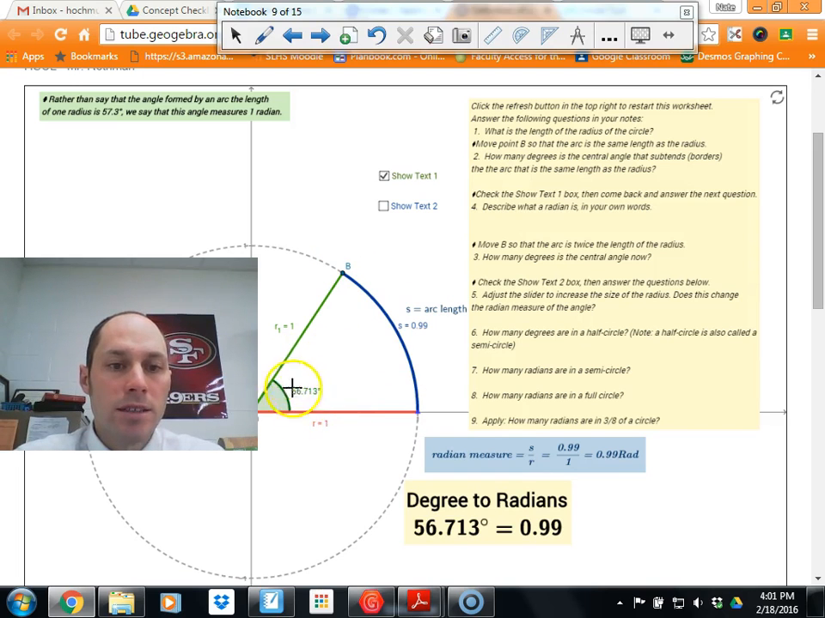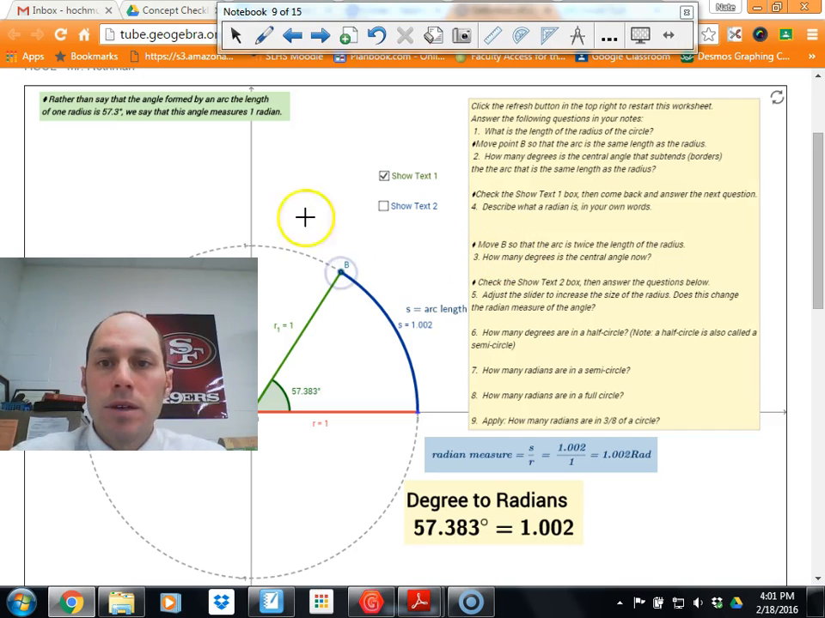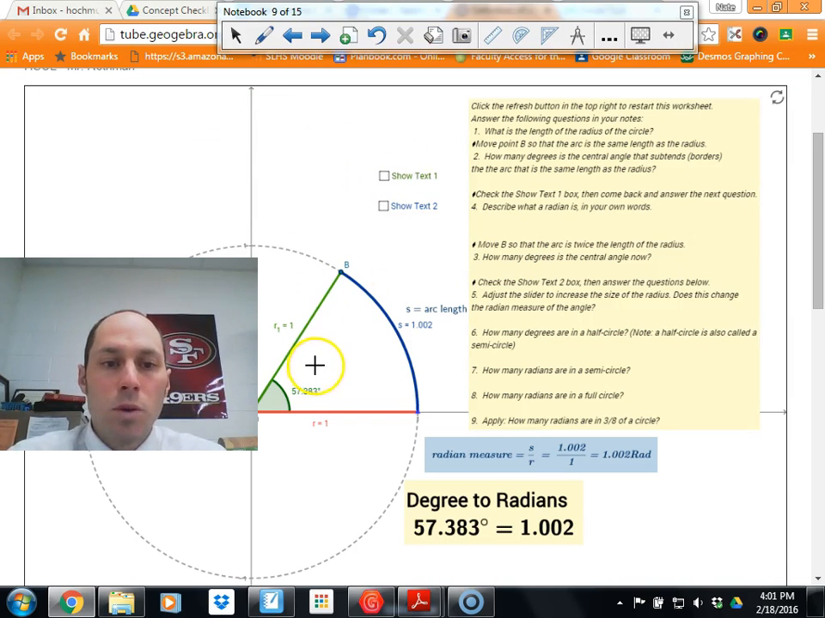We call that a radian. So 1 radian equals 56.73 degrees, or 713 roughly. So a radian is the angle measure in the circle when the radius is equal to the arc length. So we want to move B so it's twice the length of the radius.